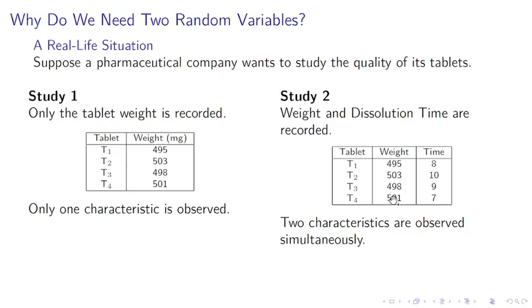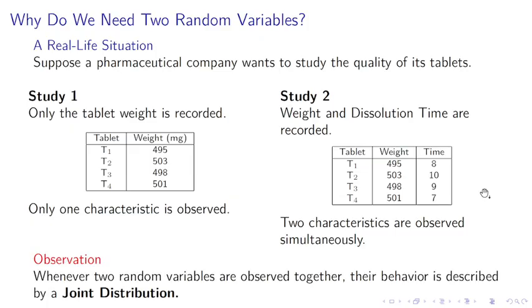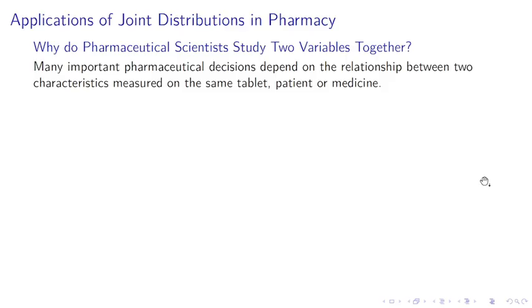Here, we observed for the same tablet two characteristics. One is weight and the second one is time. Two characteristics are observed simultaneously. Whenever two random variables are observed together, their behavior is described as a joint distribution, the joint occurrence of that event.